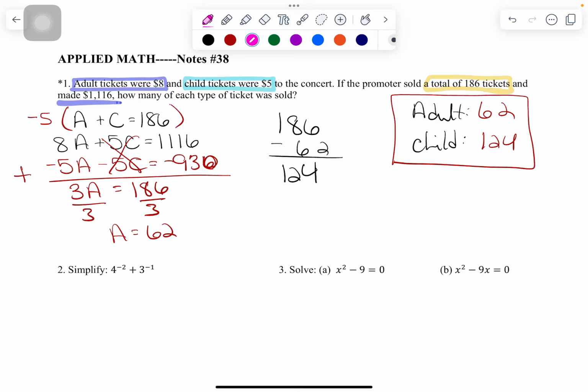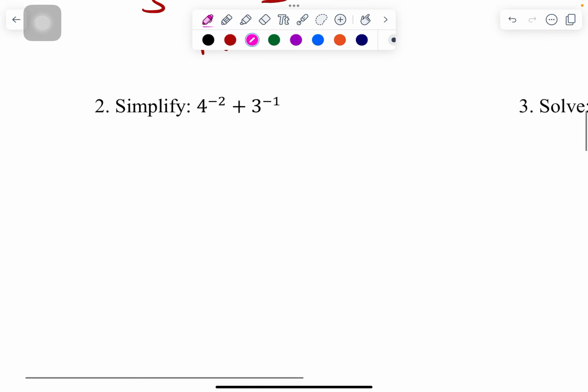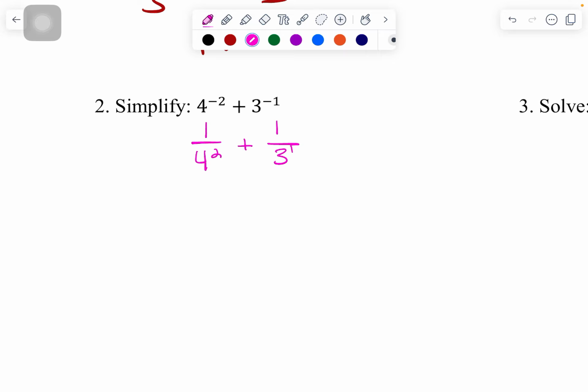Problem number 2, yeah, that's a bit of fun. We're dealing with negative exponents, which, meh. But negative exponents, basically you have to remember you have to create a fraction here for both of these. All right, so 4 to the negative 2 is going to become 1 over 4 squared. 3 to the negative 1 becomes 1 over 3 to the first.